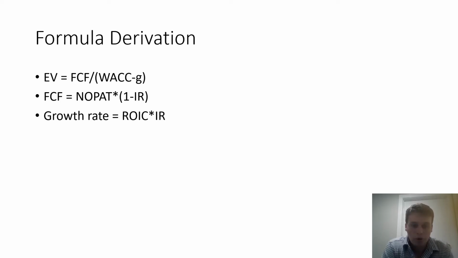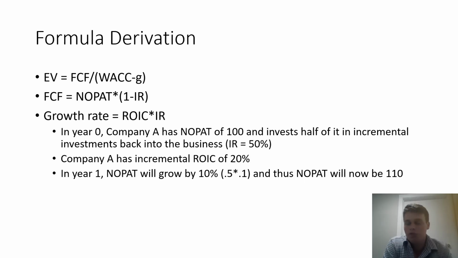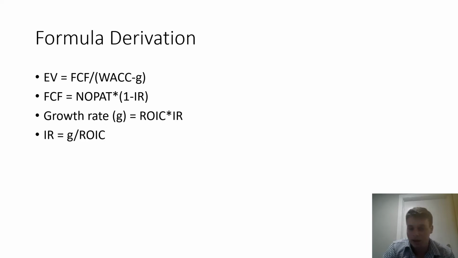So growth rate equals return on invested capital times investment rate. And here's why. If we have year 0 and company A has NOPAT of 100 and it invests half of that back into incremental investments, so it invests 50 of the $100 and has an investment rate of 50%. And for every incremental investment, company A has an incremental return on invested capital of 20%. That means the company invested $50 in incremental investments, and it has a return on those investments of 20%. So this effectively means that NOPAT will grow by 10% through this formula, and now NOPAT will be 110. This makes sense. Now let's keep deriving.